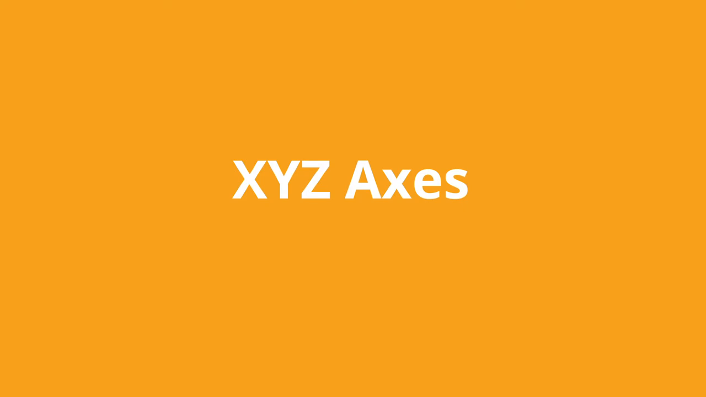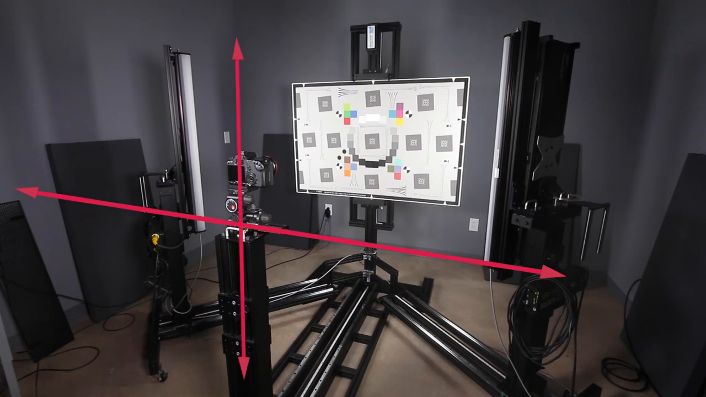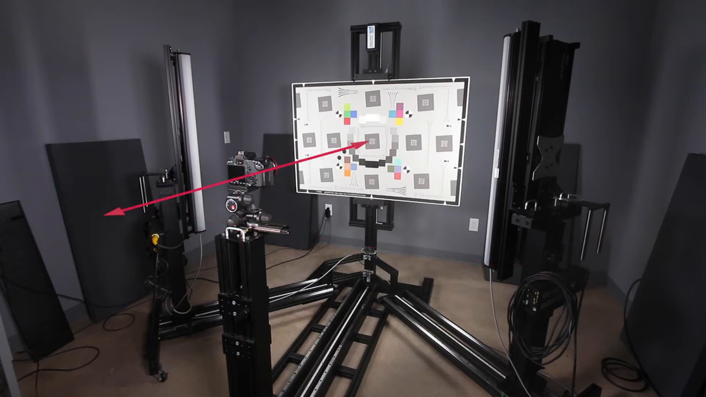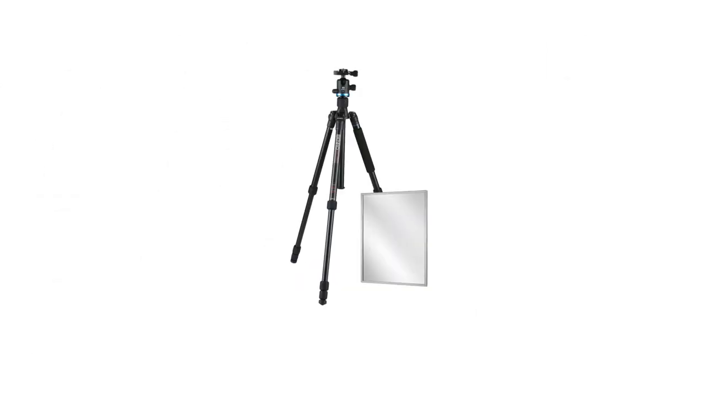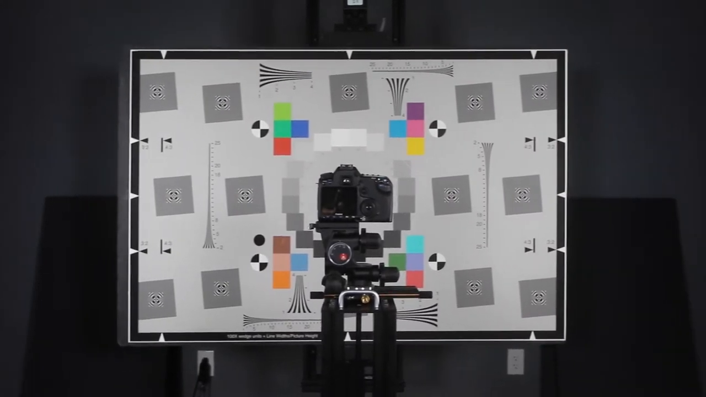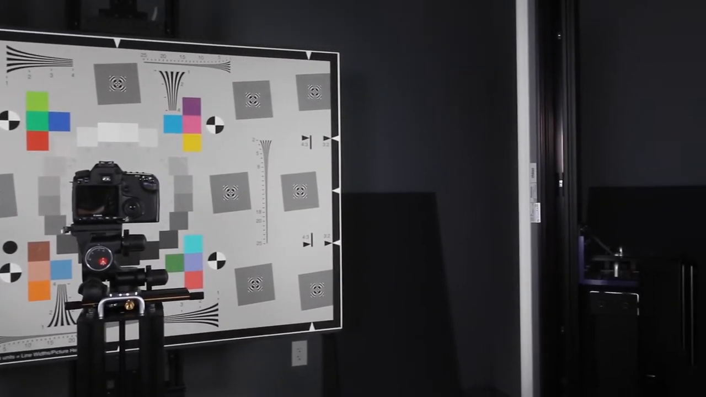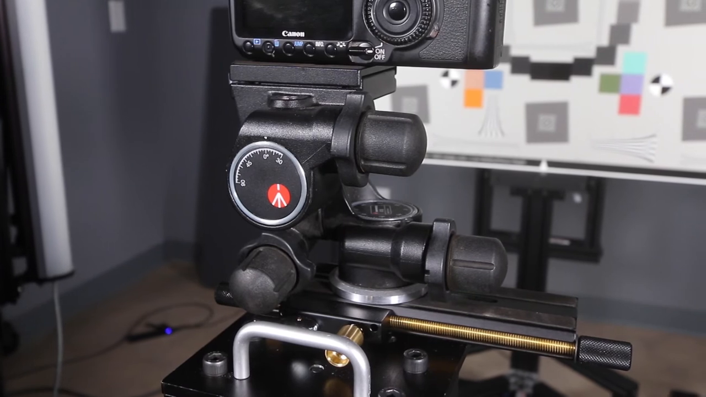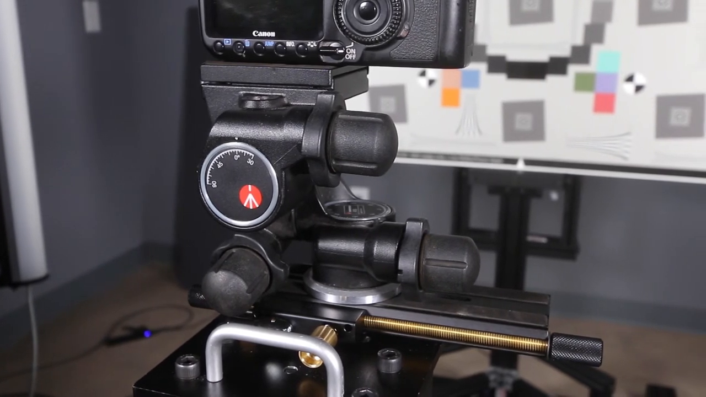Understanding and maintaining proper alignment is crucial for the centering process. The X and Y axes that run vertically and horizontally through the camera should be aligned to be parallel to the test chart. The Z axis, or the optical axis, should be perpendicular to the chart. HemaTest recommends two methods for accurate chart alignment. The modular test stand is a helpful tool for centering the test chart. The following demonstration, which utilizes a geared tripod head, is HemaTest's recommended procedure.